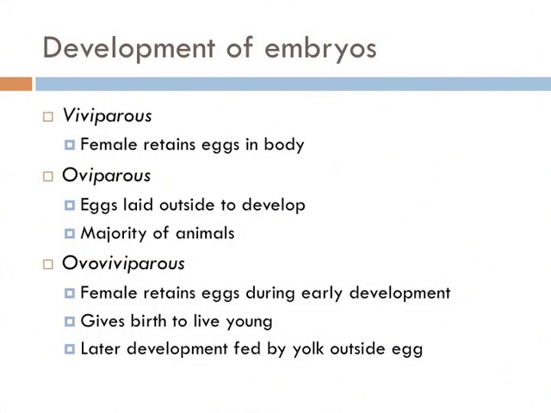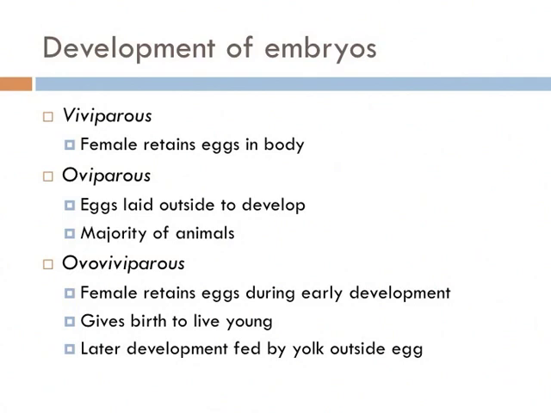And of the animals that fertilize internally, there are 3 different ways in which the embryo can develop. Humans are said to be viviparous. This means that females retain eggs within their body and give birth to live young. However, humans and mammals in general are an oddity. Most animals lay eggs outside of their bodies to develop. Birds do this, but so do reptiles, amphibians, and even fish. And this is known as oviparous.